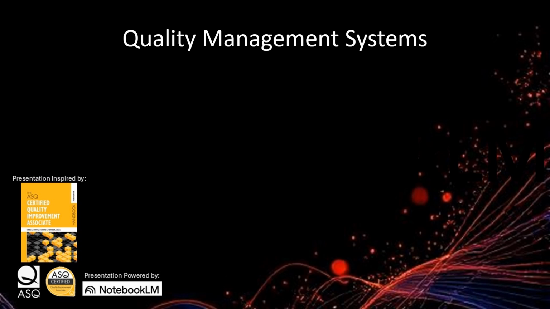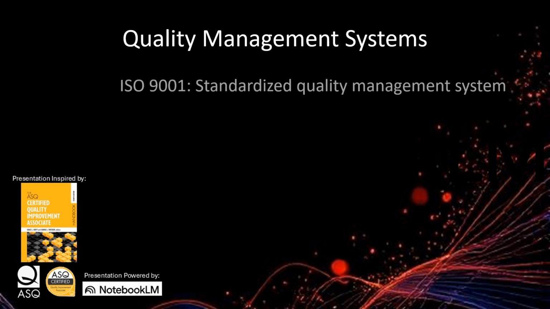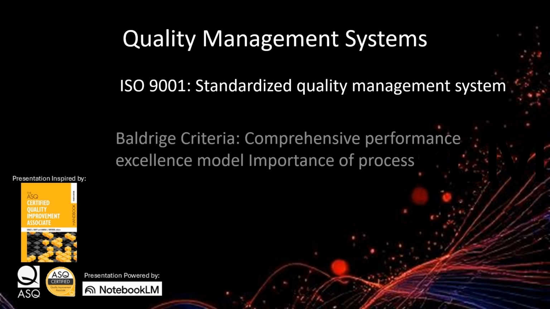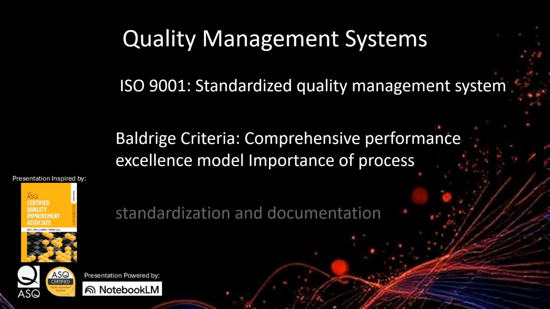Now, many organizations turn to established quality management system models for guidance. Right, like frameworks or blueprints for building robust quality systems. What are some of the most popular ones? Two big names are the Baldrige Performance Excellence Program criteria and the ISO family of quality management system standards. I've definitely heard of those, but could you break down the key differences? Well, the Baldrige criteria is a national program that recognizes organizations for their commitment to quality and performance excellence. So like an award program for quality all-stars.